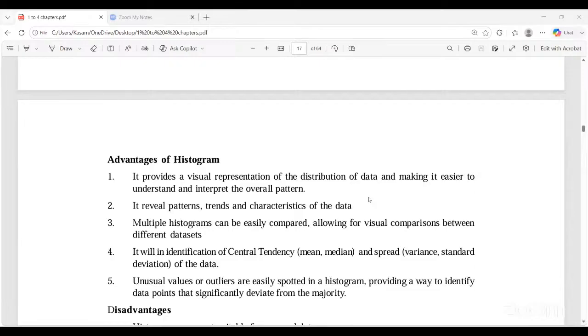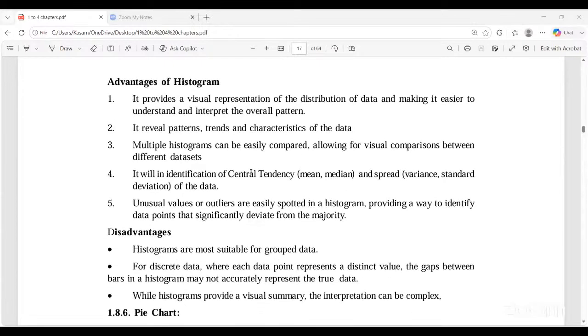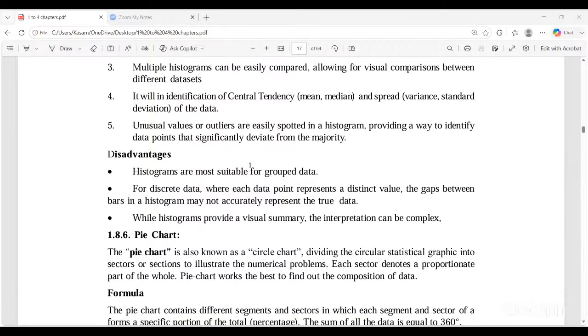It will help in identification of central tendency: mean, median, mode. We are also taking the spread, variance, standard deviation also. We can take unusual values also. We are taking here, identify the data points that significantly deviate from the majority. This is a disadvantage. We know histograms are mostly suitable for grouped data. For discrete data it is not useful for the distinct values. The graphs of histogram may not accurately represent true data.